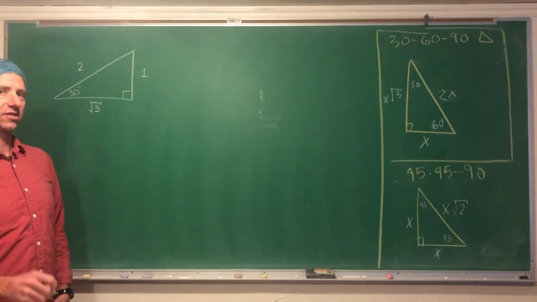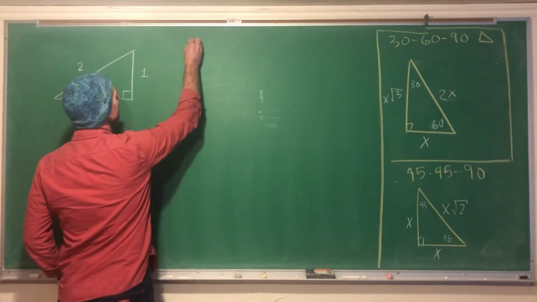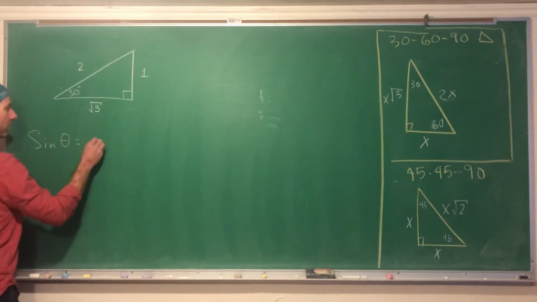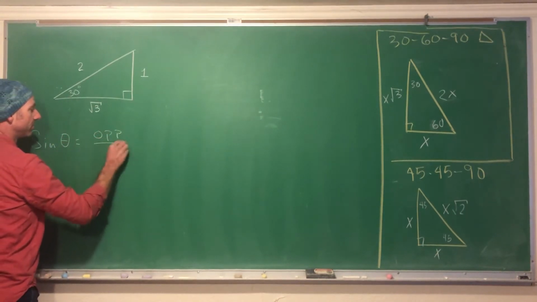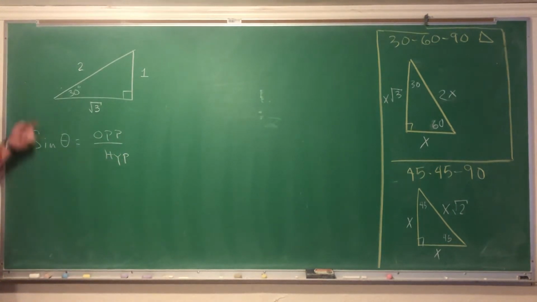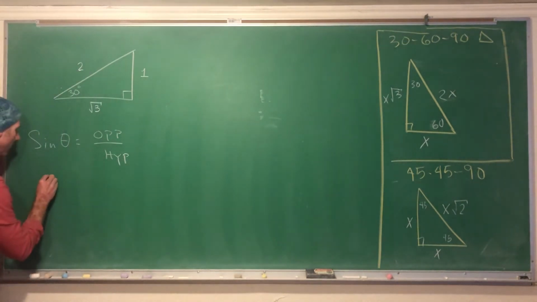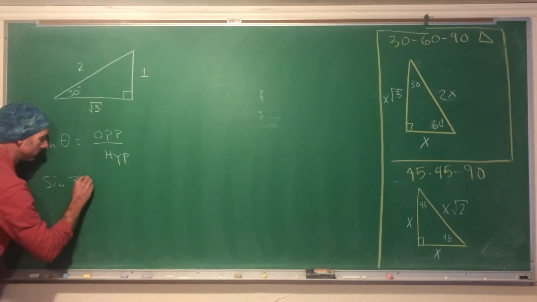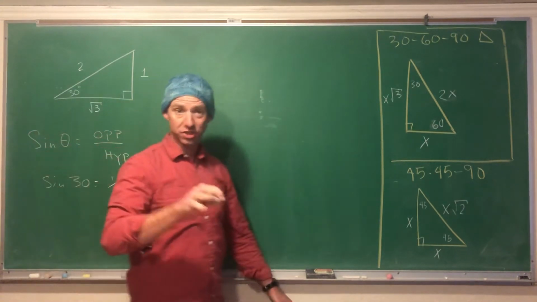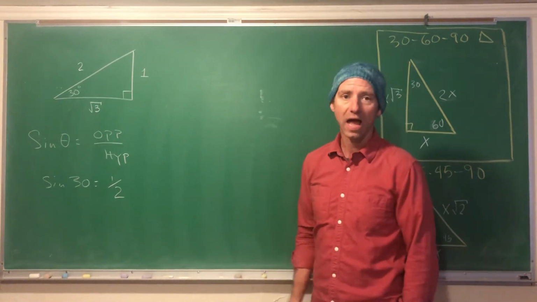What is the sine of 30 degrees? And remember, sine theta is opposite over hypotenuse. Here's 30 degrees, so that's going to be opposite over hypotenuse, so sine of 30 is 1/2. You can actually check this on your calculator. Sine 30 equals, you get 0.5 or 1/2.